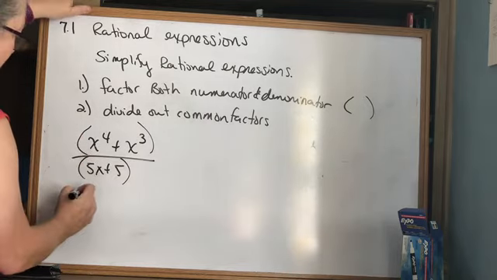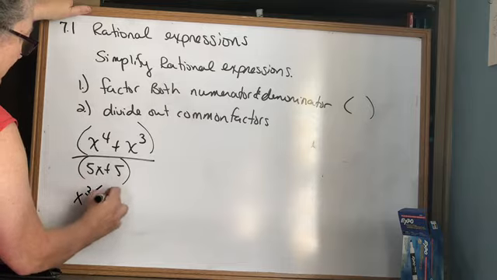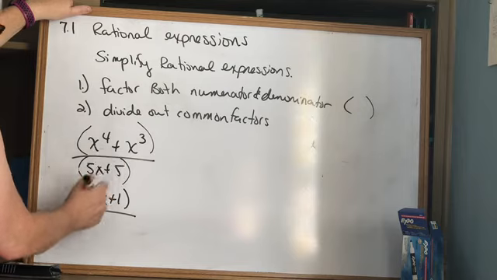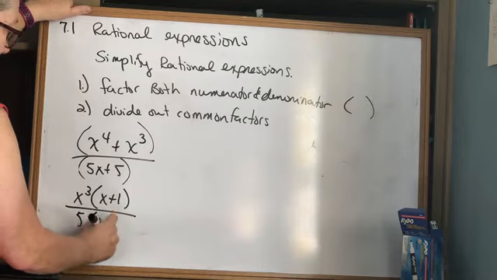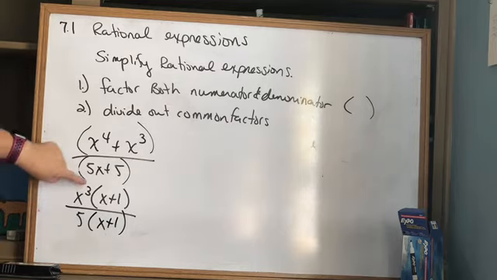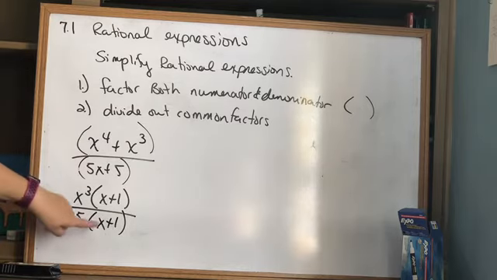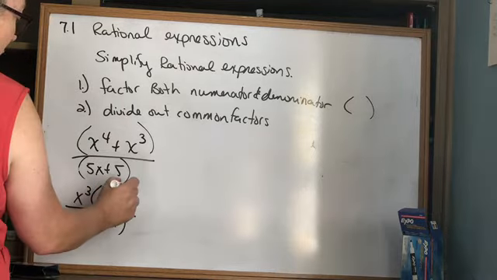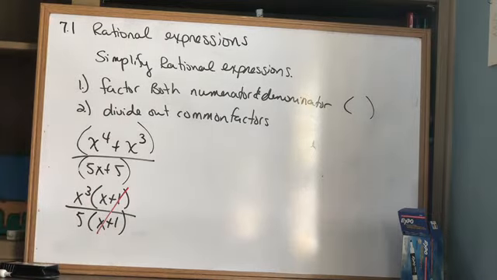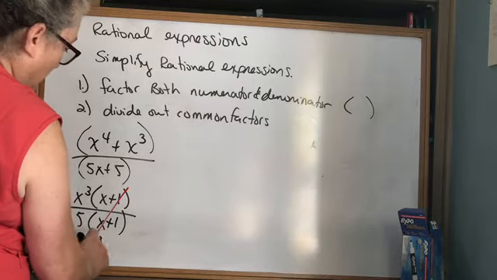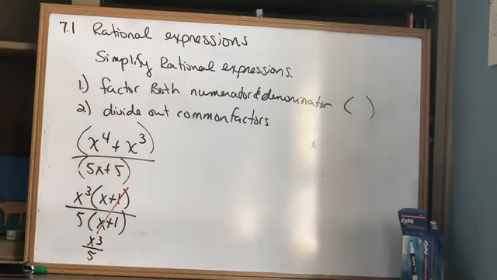So in the numerator, we can factor out x cubed, and then we have x plus 1 left over. In the denominator here, I can factor out a 5, and I have x plus 1. Now I can factor out maybe an x cubed, only if I have an x cubed down here. But look, I have x plus 1 and an x plus 1. That is equal to 1. X plus 1 over x plus 1 is equal to 1. So what I'm left with is just x cubed over 5. Okay, let's do another problem.